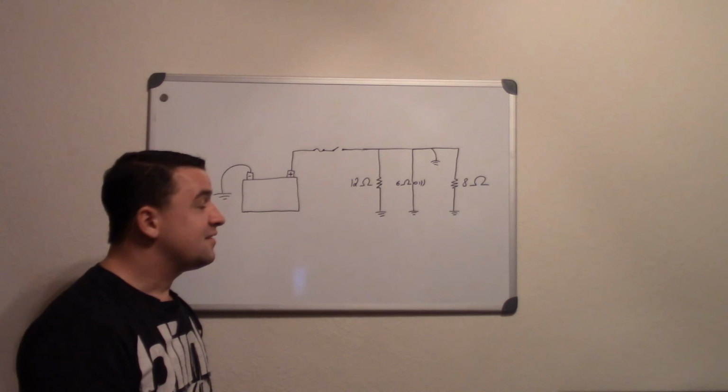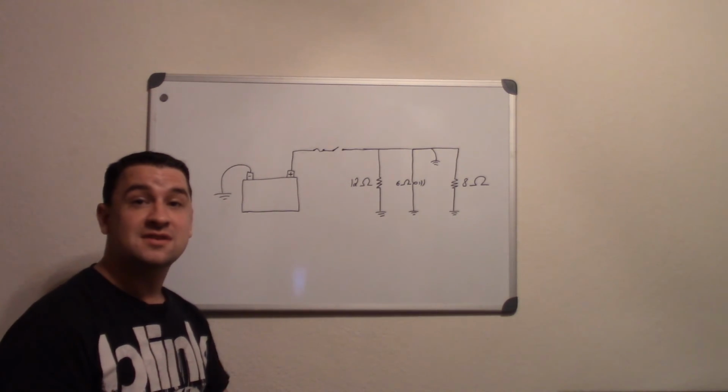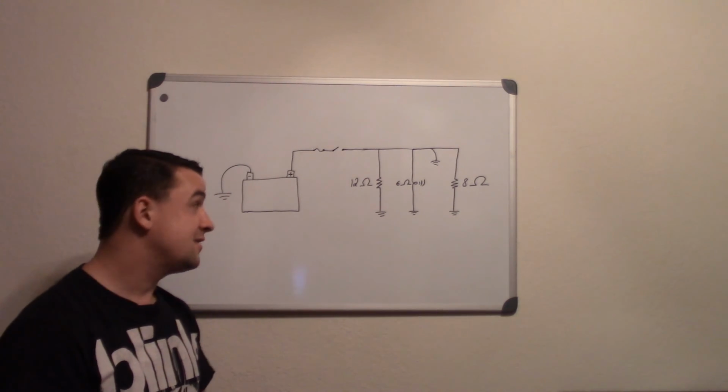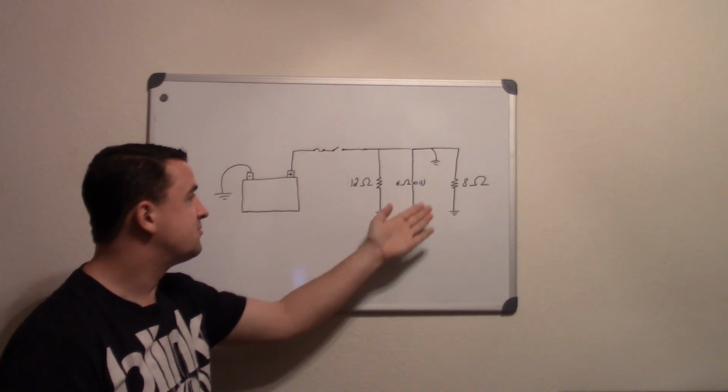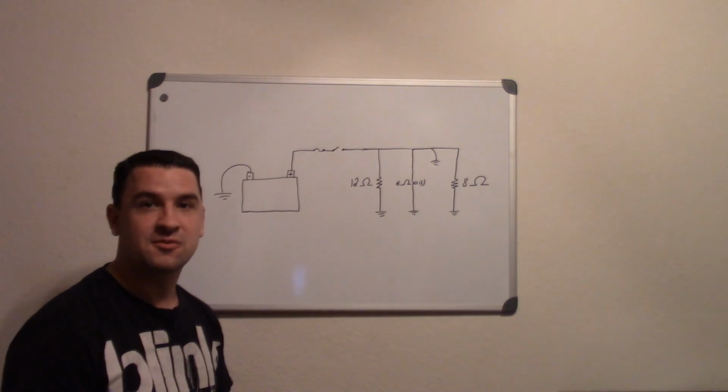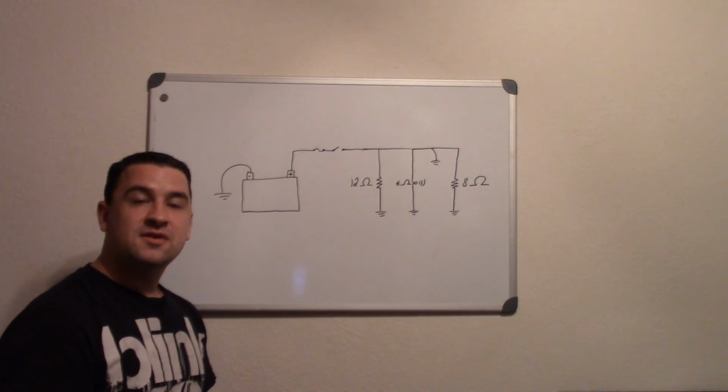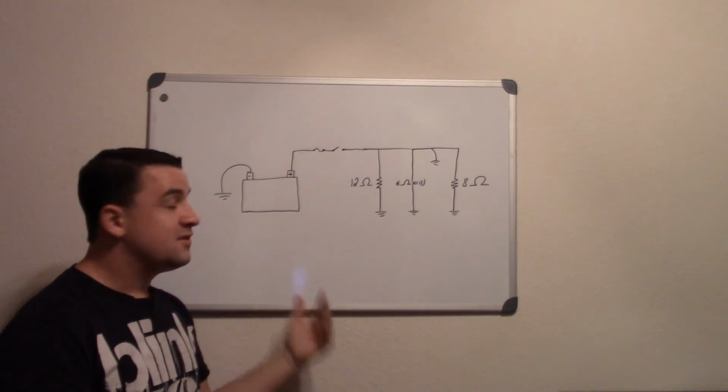So that saying, current takes the path of least resistance, is definitely not true, because like I said, you're always going to have multiple branches, and they're all still going to be working. That's all for this one, the characteristics of the different types of circuits.